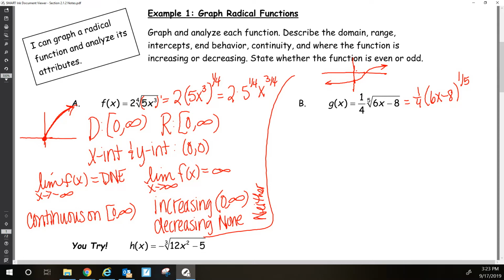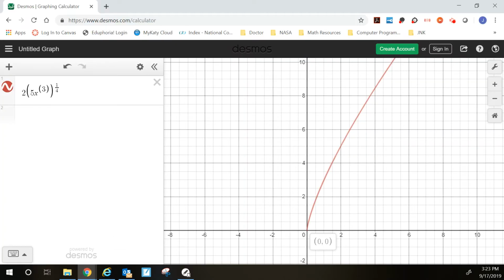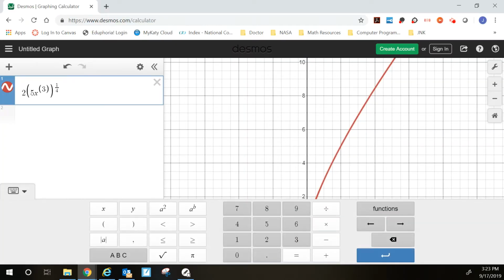Desmos will tell us what's the domain of this guy? It's cube root, so it's going to be negative infinity to positive infinity. Same thing for our range. Our x-intercept and y-intercept, I'm going to rely on my calculator for this one. I don't think they'd ask you anything quite this challenging on the SAT. Like I said, you can find the x-intercept by hand. Finding the y-intercept is much more challenging.